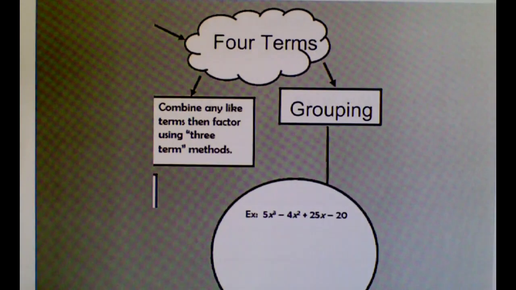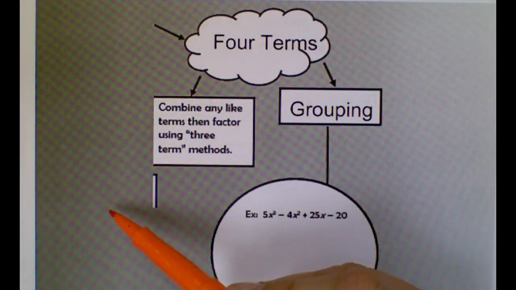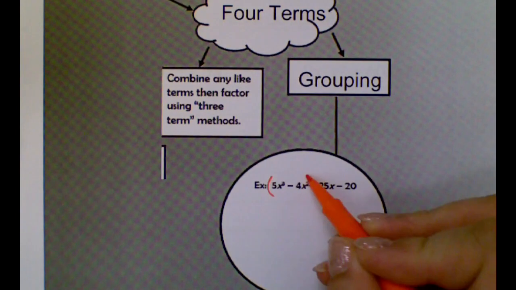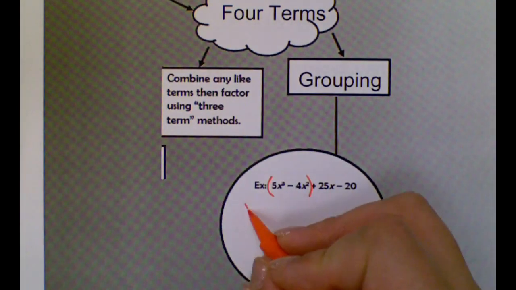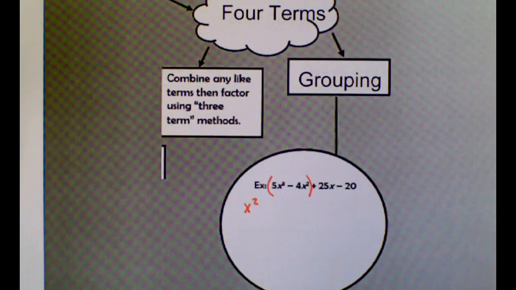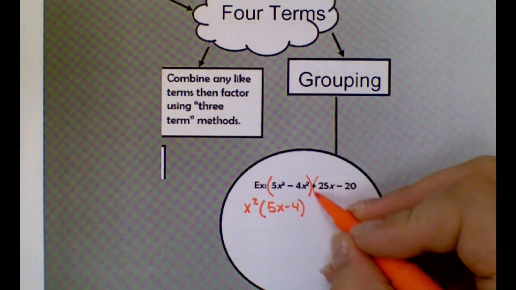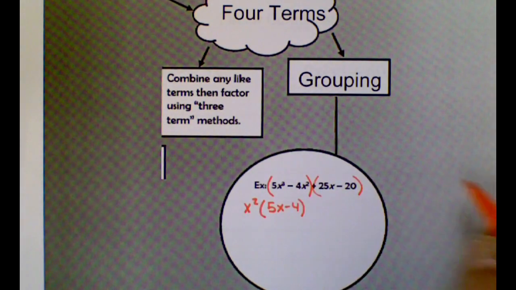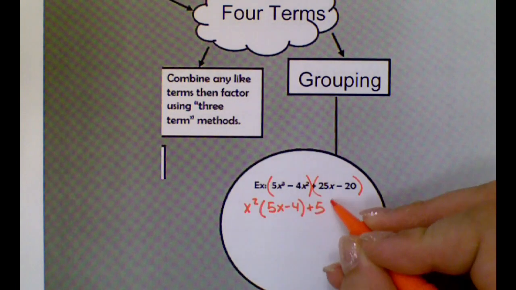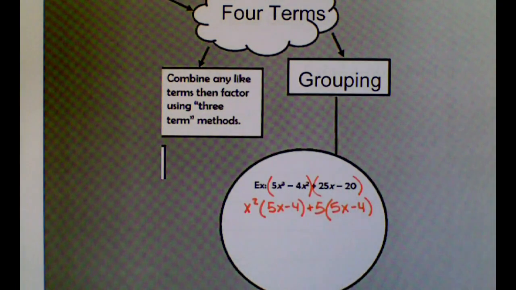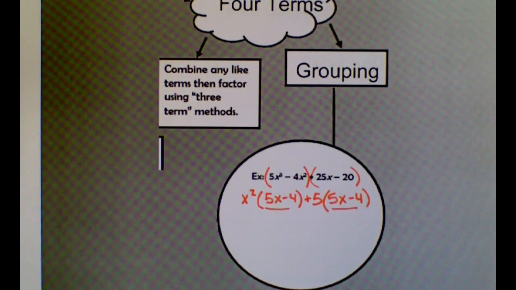And finally, if we have 4 terms, we combine any, if we can, and then use 3 terms, or we use factoring by grouping. So I group together my first 2 terms and take out the GCF. The GCF of those 2 is x squared, leaving me with 5x minus 4. Then I take the GCF of the next 2 terms. 25x minus 20, I can take a positive 5 out of each of those, which leaves me with 5x minus 4. At this point, these 2 sets of parentheses should match. If they don't, then factoring by grouping won't work.